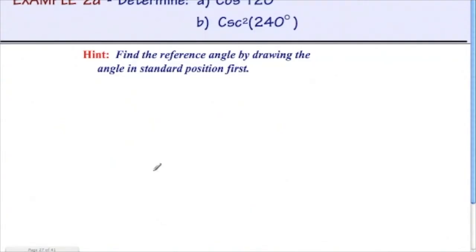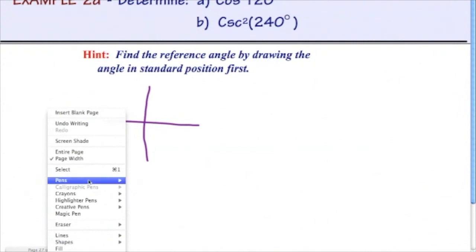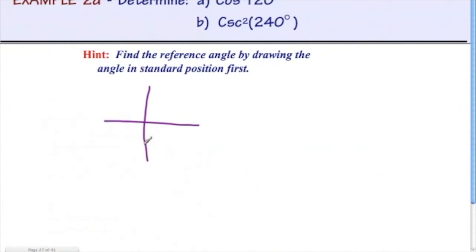Okay, so let's just determine these two. Let's do cos 120. Same steps as the previous one. We want to draw a picture. Always draw a picture. So let's find where 120 is. 120 is about here. And that reference angle is going to be 60, because 180 take away that. Make it into a nice triangle here.